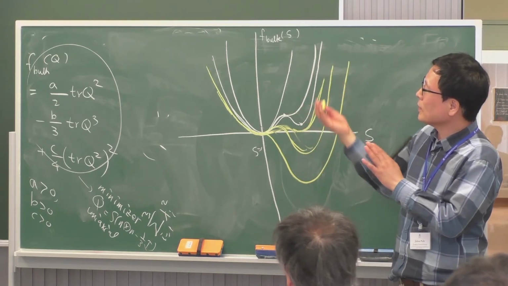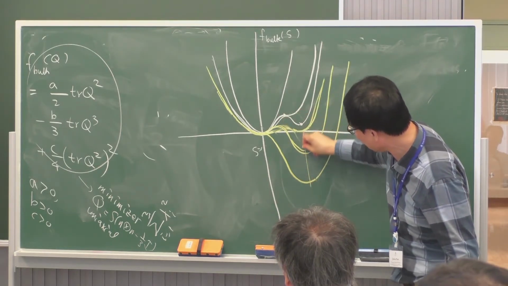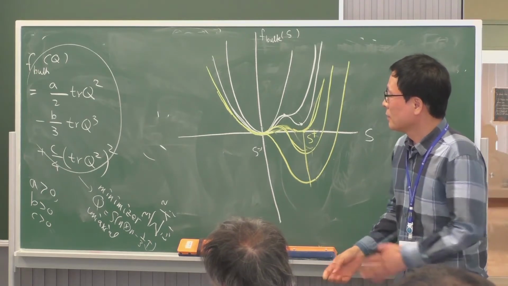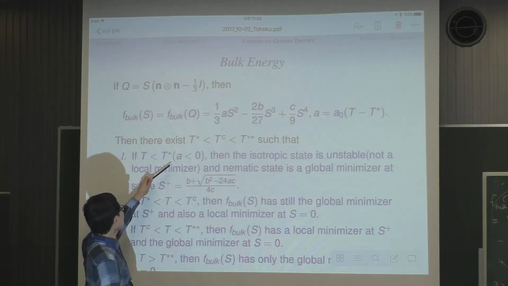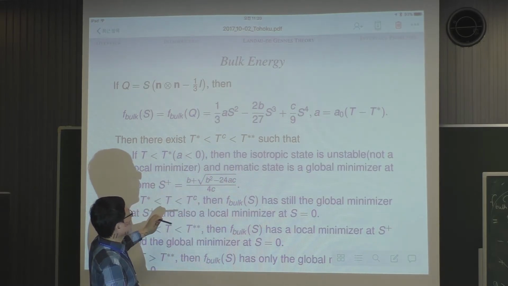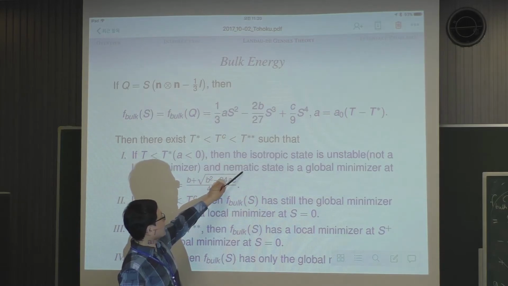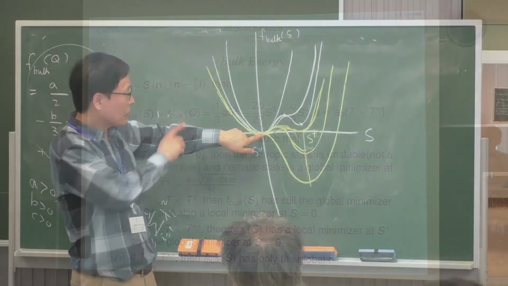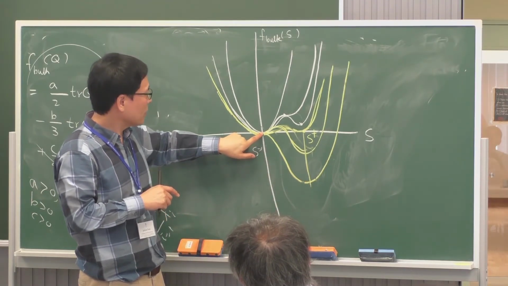So when you want to study nematic liquid crystals, this is the case. This is the graph, and this we call S plus. And then there exist T star and T double star, and when T is less than T star, then the isotropic state is unstable and the nematic state is the global minimizer. That is the case. When you look at S equals 0, it is also where the derivative becomes 0. This one is the global minimizer, this is a local minimizer, and this is unstable.